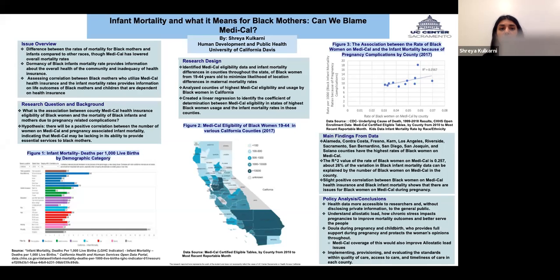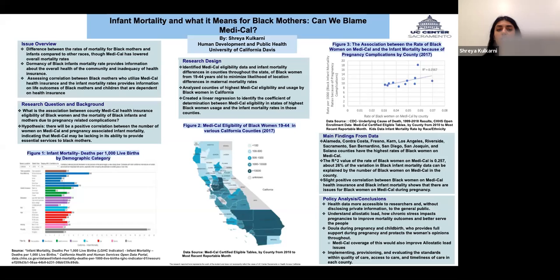Black infant mortality rates let researchers make conclusions about Medi-Cal and its ability to provide proper coverage to Black mothers. And so I hypothesized a positive correlation between the number of women on Medi-Cal health insurance and pregnancy-associated infant mortality, indicating that Medi-Cal may be lacking in its ability to provide essential services to Black mothers. My hypothesis was tested by identifying counties with the highest rates of Black women on Medi-Cal health insurance. These include the regions that are the darkest shade of blue in Figure 2.